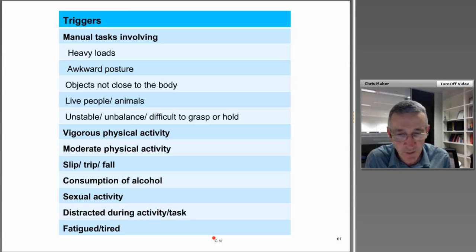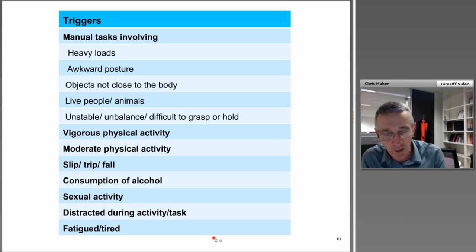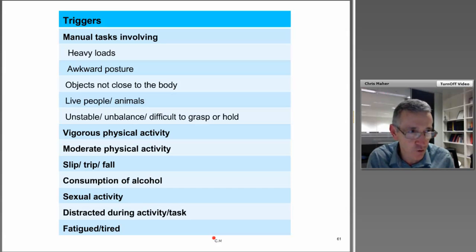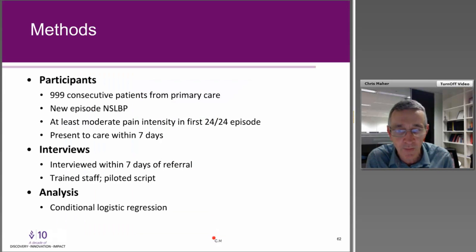And so what we did, we asked people about exposure to all these triggers in the period just before their back pain and going back for a full 4-day period. And we didn't tell them about when the case and the control windows were, to blind them to that aspect of the study. We just interviewed them across the whole 4-day period about what they were doing.